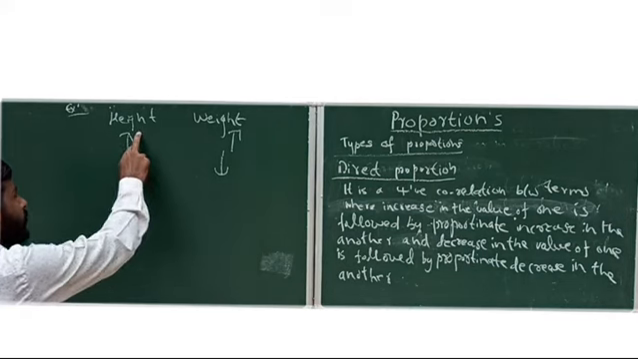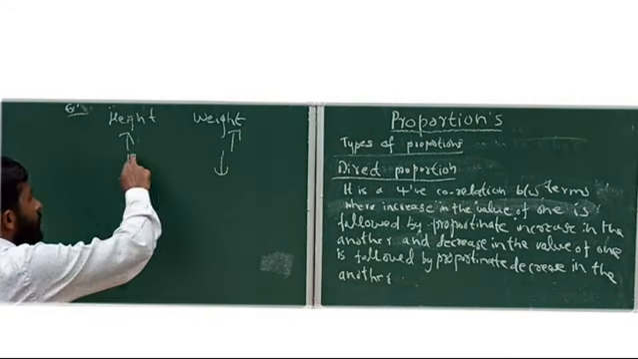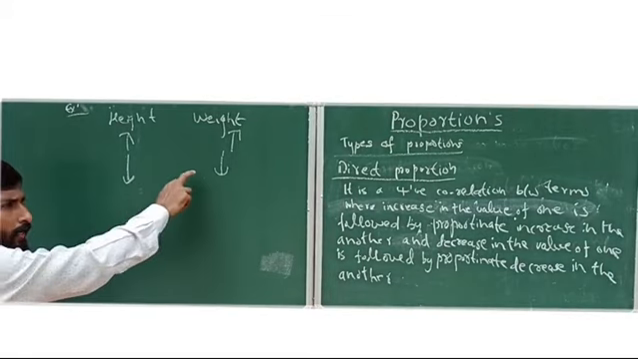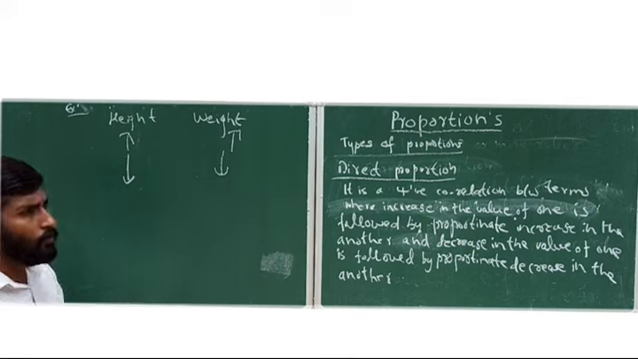See, an increase in one quantity is a proportionate increase in the other quantity. A decrease in one value, again a proportionate decrease in the other value. It's one example, height and weight. It's a positive correlation. So it's an example for direct proportion.